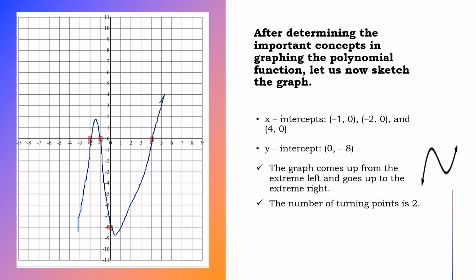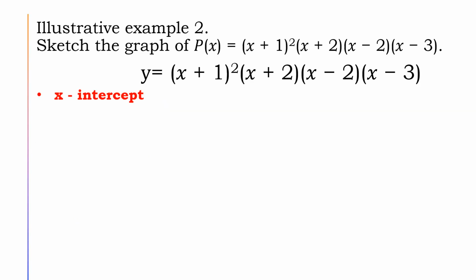Alright. So, ayan ang itsura ng ating graph. So may curve dito, we have 1. And then another curve here. So we have 2 turning points. And tama po ang naging behavior ng ating graph. Okay, I hope you understand the first one. Let us have another example.